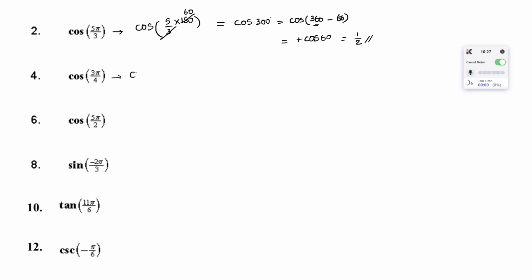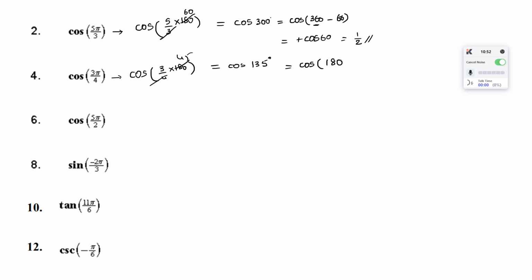So coming to one more question. Cos 3 pi by 4. Cos 3 by 4 into 180. So it will become cos 3 times 45. That will become cos 135. And 135 can be written as cos 90 plus 45 or 180 minus 45. But I'll not go with 90 plus 45 because if I take the reference angle as 90, I have to use the concept of complementary. So I'll go with 180 minus 45.